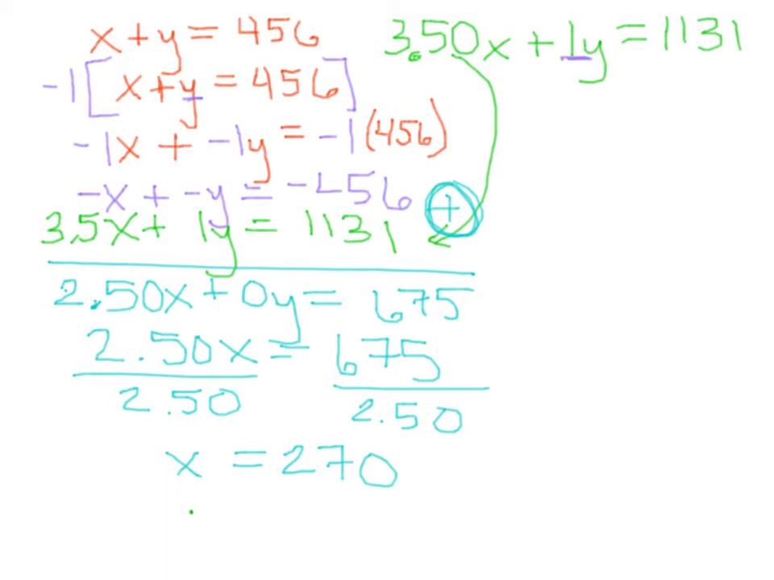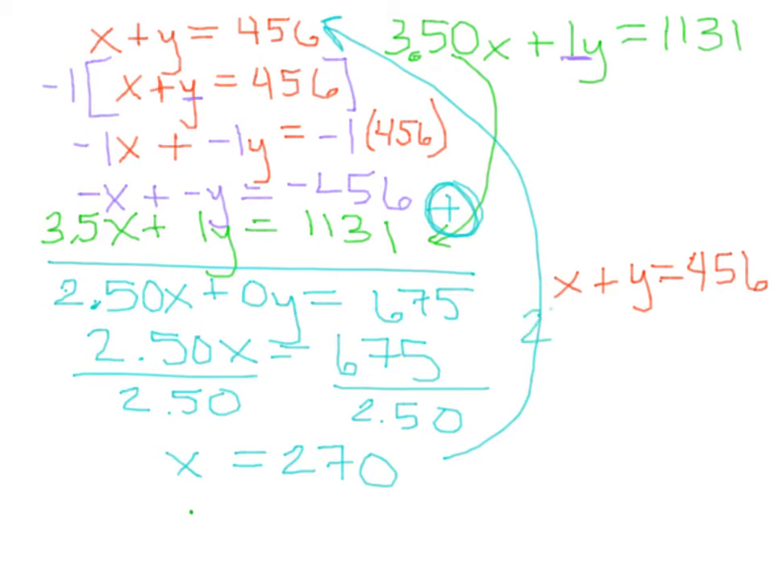If I sold 270 adult tickets, obviously this is much easier if I plug it into that equation right there. So let's go back to our red equation, which is x plus y is equal to 456. I'm going to plug in x as 270, so let's make that substitution. I get 270 plus y is equal to 456.